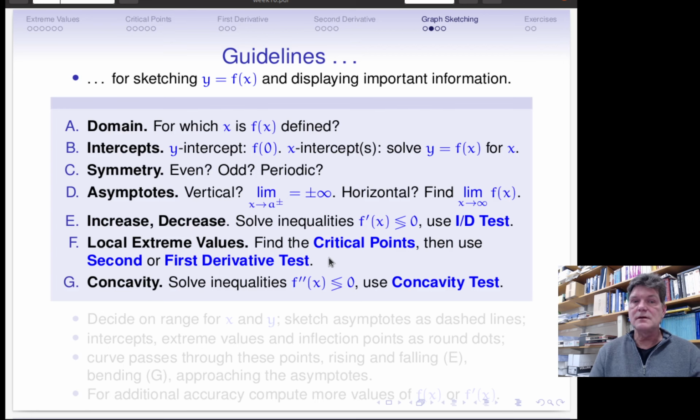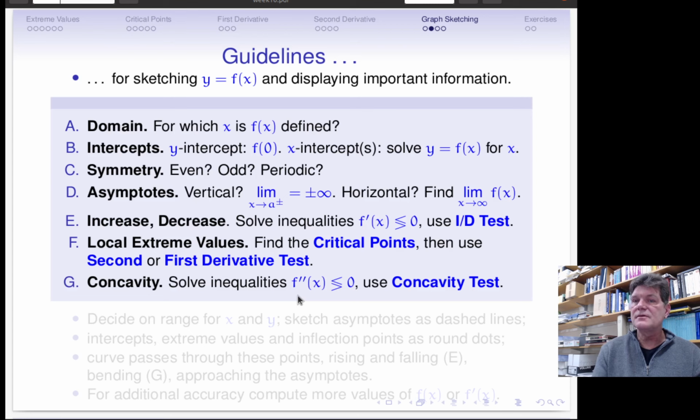And finally, point G here, concavity. Find the intervals where the second derivative is greater than 0 or less than 0, and then use the concavity test to find the concavity of the function over certain intervals.